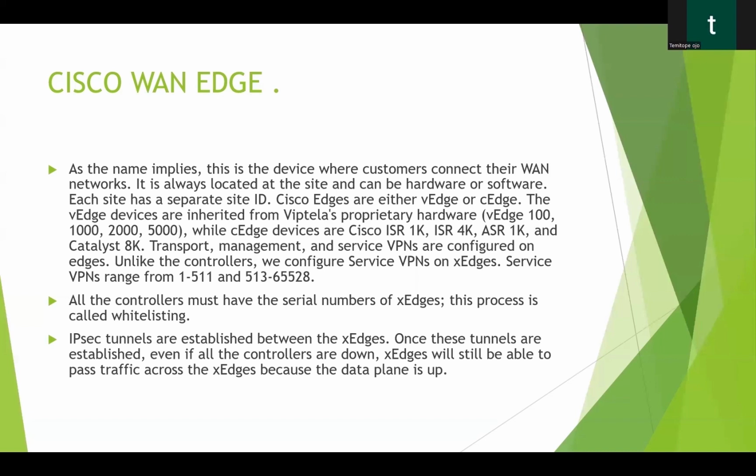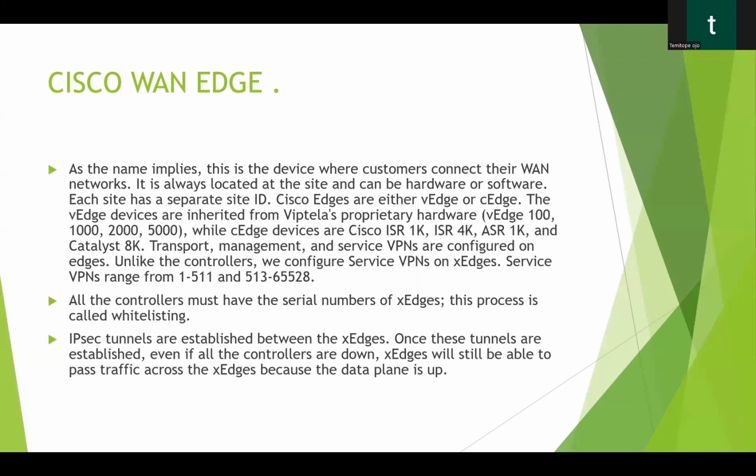So if we are saying that is where our service VPN will be configured, then it's acting like a PE. But if you are saying that is the point where your customer will be connected, then it's acting like your customer premise equipment. So it's in between, it's serving both roles. However, let's go into it. It's always located at the site.